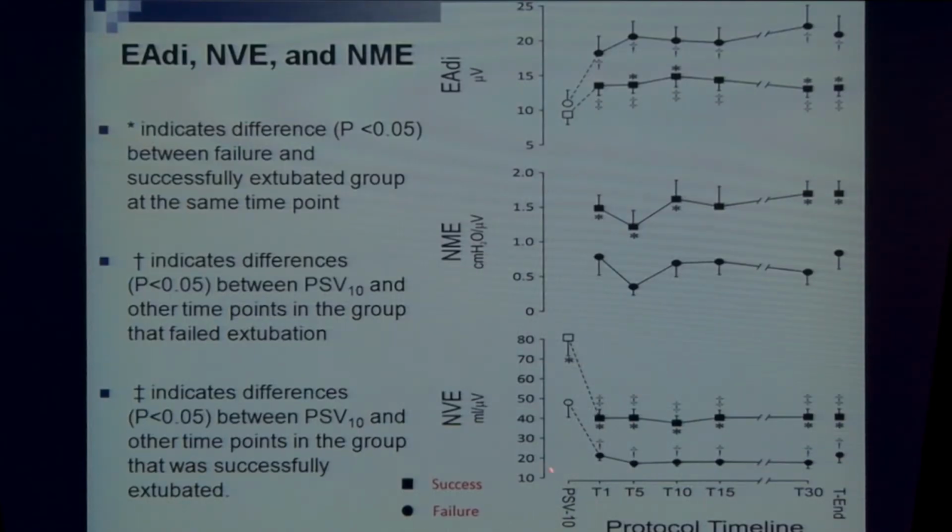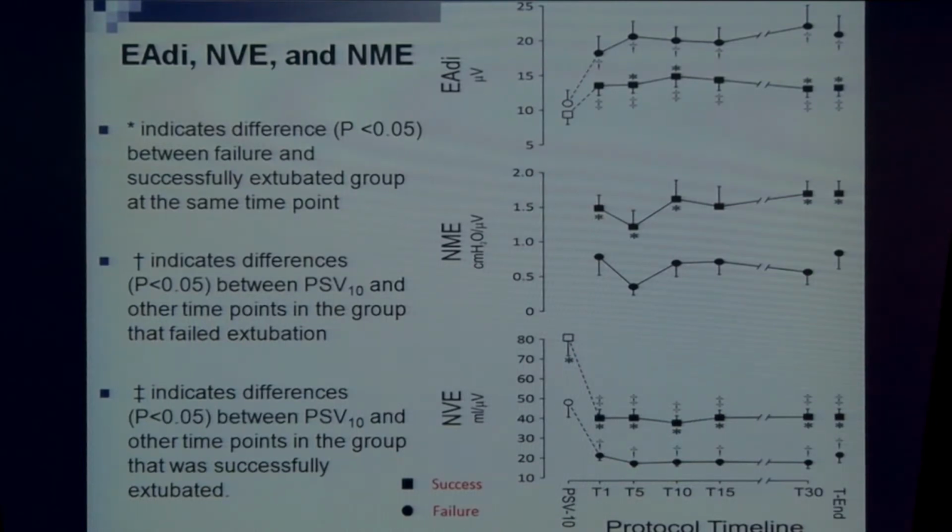And here are the main results. Here are the different time points during the trial: PSV10, and then the time of the spontaneous breathing trial, T1 to T10. The peak EAdi was around 10 at pressure support ventilation, with no difference between the failure and successful groups. Immediately after we switched to CPAP 5, the EAdi increased immediately in both groups and reached a plateau quickly. The EAdi in the failure group was almost twice that in the successful group. NME has the same pattern, with the failure group lower and the successful group higher.